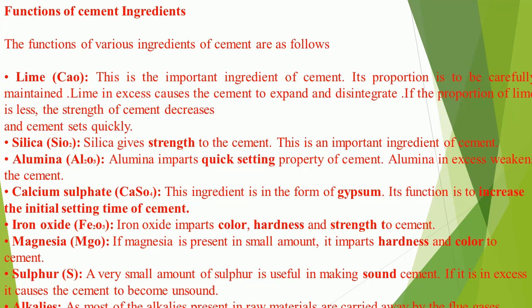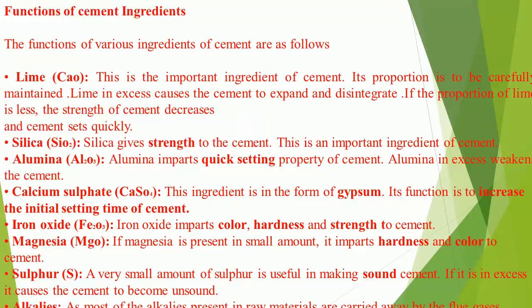Iron oxide, Fe2O3. Iron oxide imparts color, hardness, and strength to cement. Magnesia, MgO. If magnesia is present in small amount, it imparts hardness and color to cement. Sulfur, S. A very small amount of sulfur is useful in making sound cement. If it is in excess, it causes the cement to become unsound.